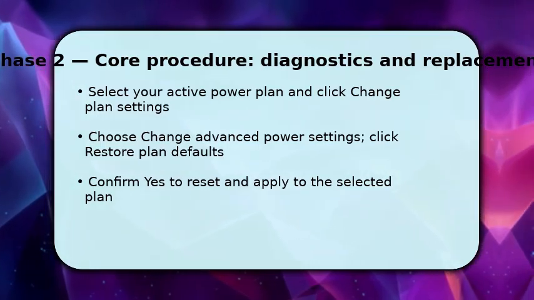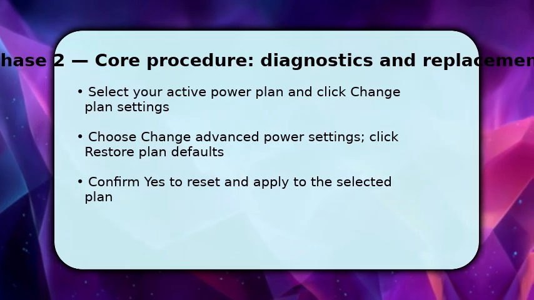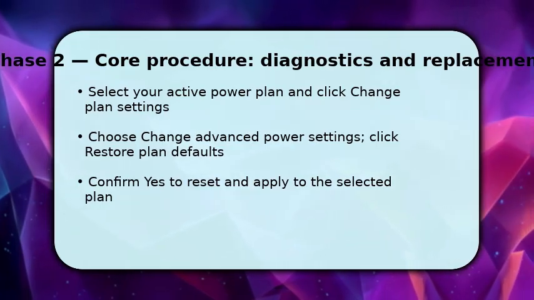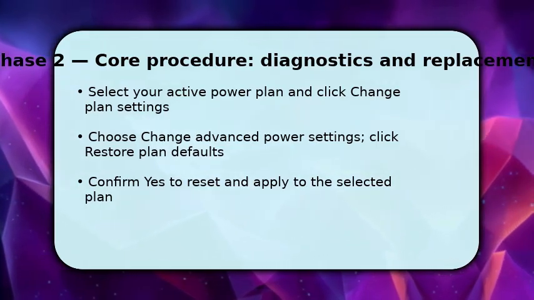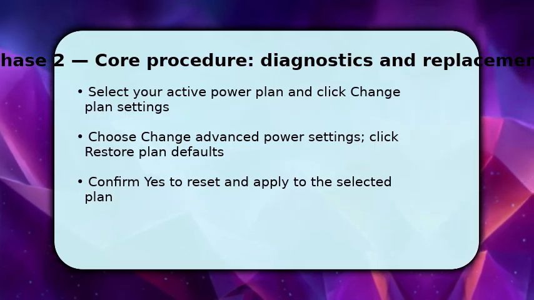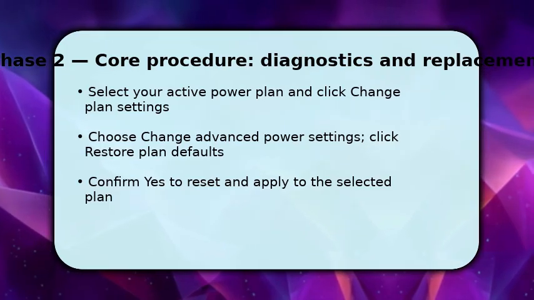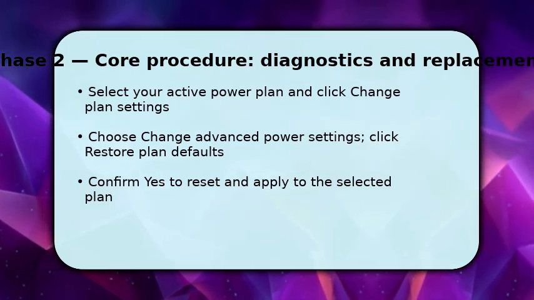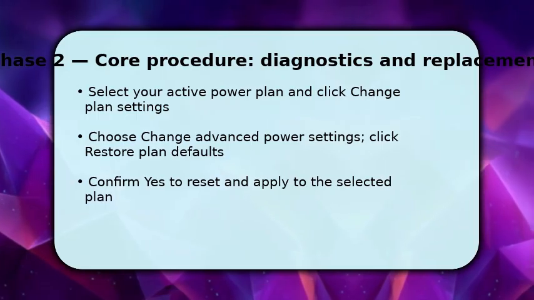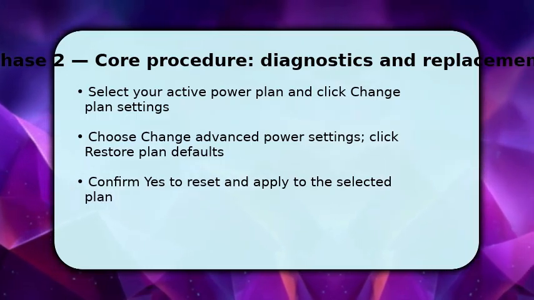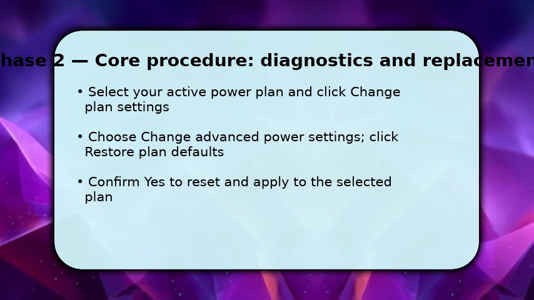Once there, click Restore Plan Defaults to reset CPU, display, sleep, and battery thresholds back to Microsoft defaults. This fixes misconfigured timers or throttling. Make sure to hit Apply and OK so settings save. You do this to remove custom tweaks that cause battery drain or unexpected sleep behavior, restoring predictable power management.